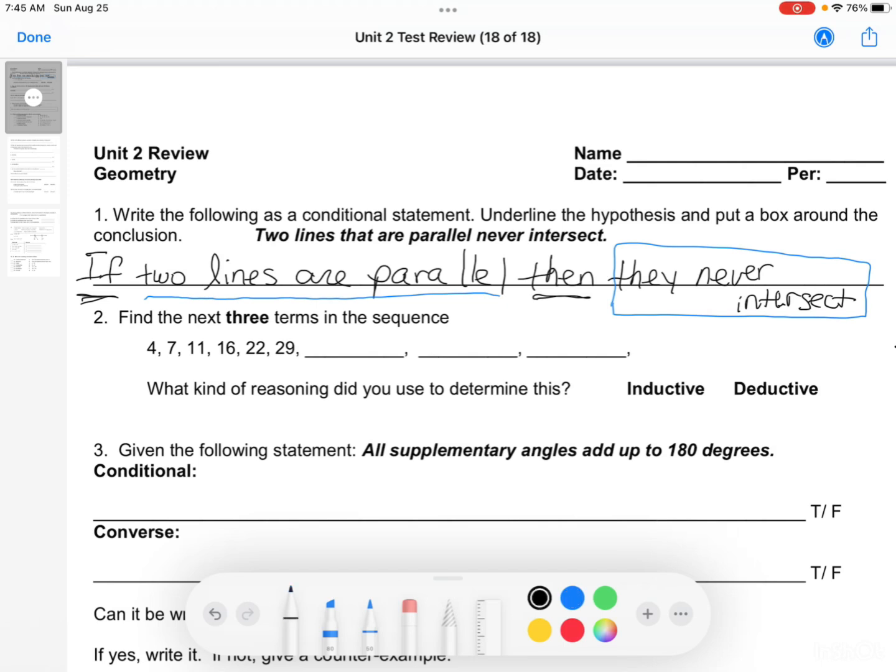Okay, the next one is find the next three terms. Based off of this pattern, it's 4, 7, 11, 16, 22, 29. So we're adding 3, 4, 5, 6, then we add 7, then we add 8. Oops, sorry, it's 37, not 38. Then we're going to add 9, and then we add 10. This is a type of inductive reasoning.